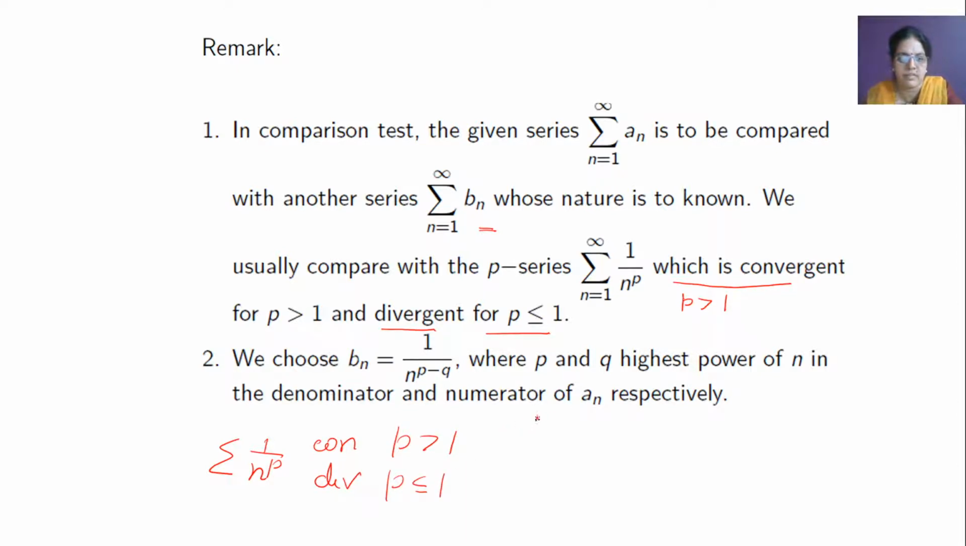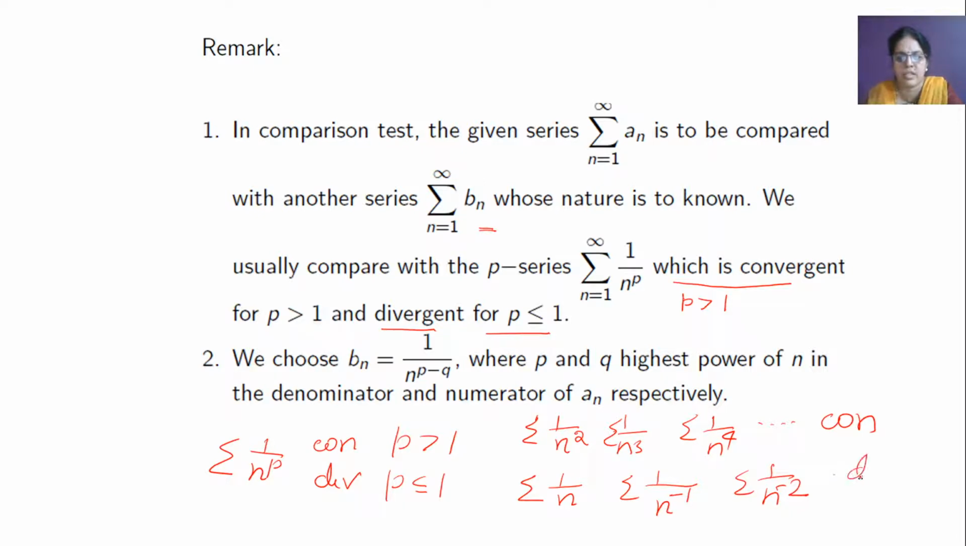For example, for p greater than 1, p equal to 2, sigma 1 by n square, sigma 1 by n cube, sigma 1 by n power 4, all are convergent. p less than or equal to 1 means starting from 1 by n power 1, then sigma 1 by n power minus 1, sigma 1 by n power minus 2, actually this is sigma n square, etc. These are all divergent. And what about sigma 1 by n power half? Half is less than 1, so divergent.